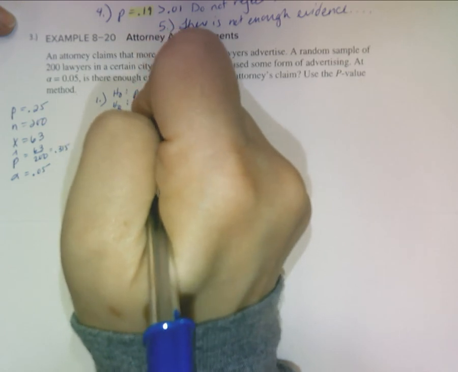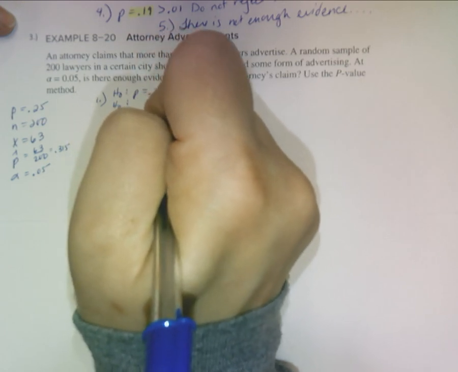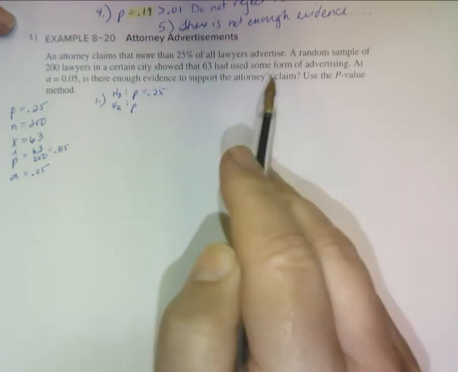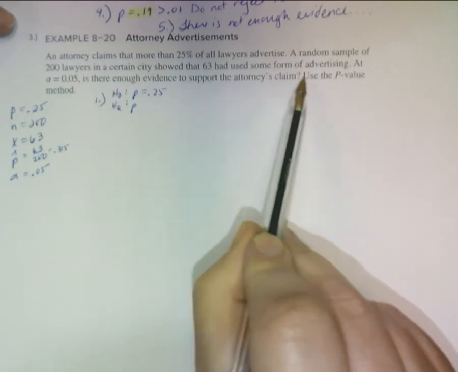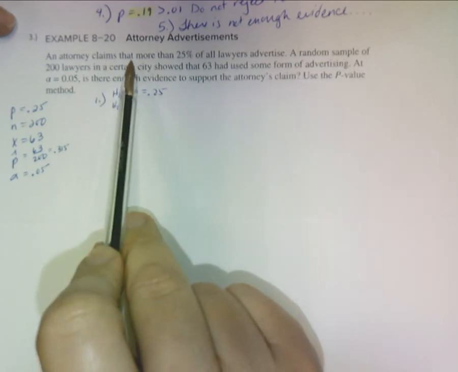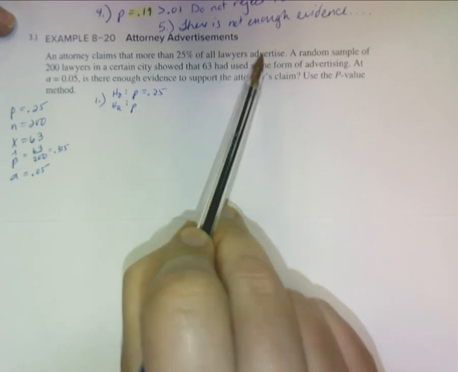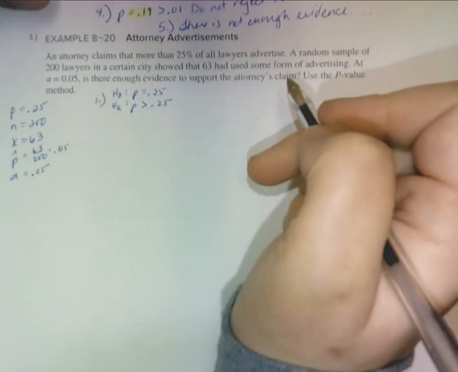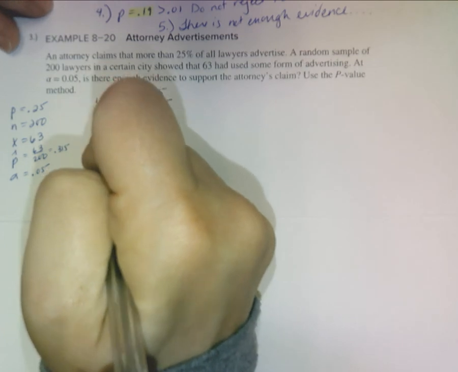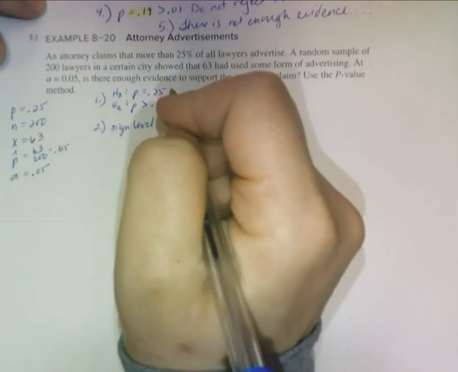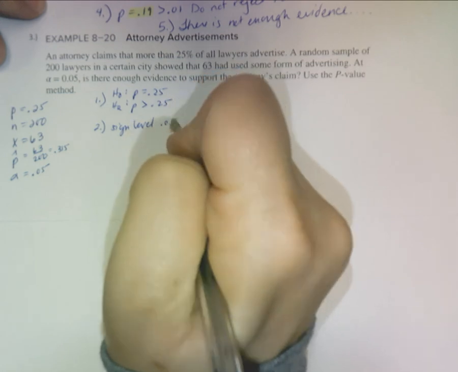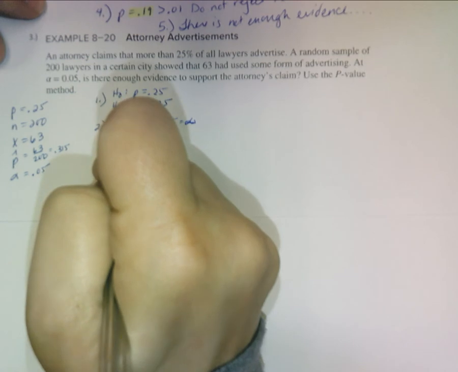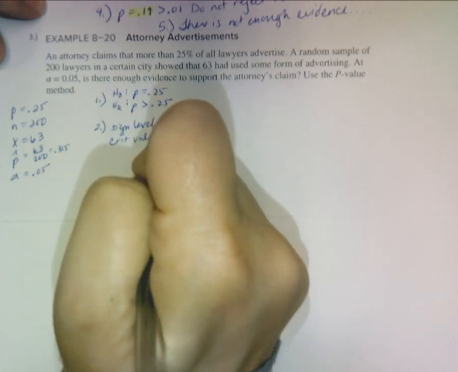Okay, so step number 1, H0, HA. I think my H0, my population is 0.25. My alternate is, is there enough evidence to support the claim that more than 25% of all lawyers advertise? Okay, so more than 0.25. Step number 2, my significance level is 0.05. That's my alpha.